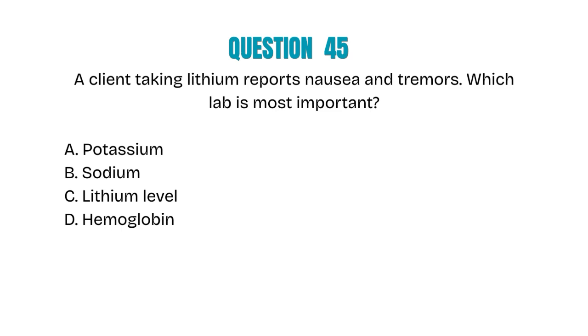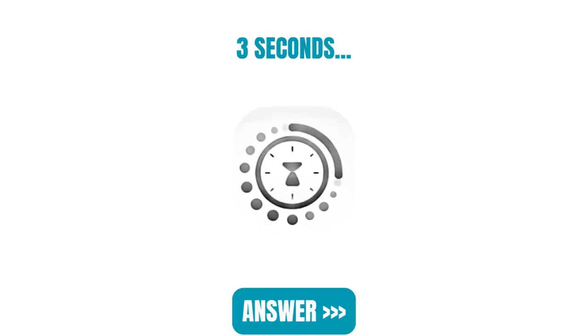Question 45. A client taking lithium reports nausea and tremors. Which lab is most important? A. Potassium. B. Sodium. C. Lithium level. D. Hemoglobin.